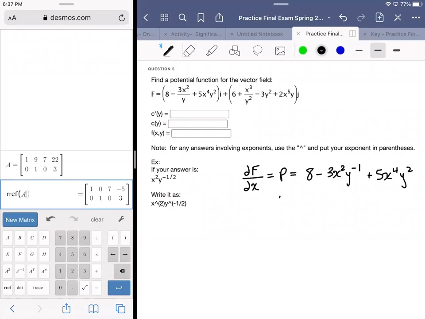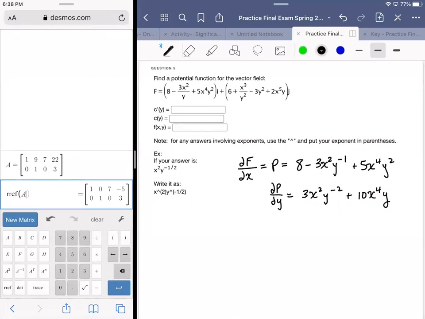I'm going to differentiate with respect to y. All right. So the 8 goes away. -1 times -3 becomes +3 x squared y to the negative second, plus 10 x to the 4th y. Okay. So now we just have to make sure that the partial with respect to y, which we're calling Q, will have itself a partial with respect to x that's equivalent.